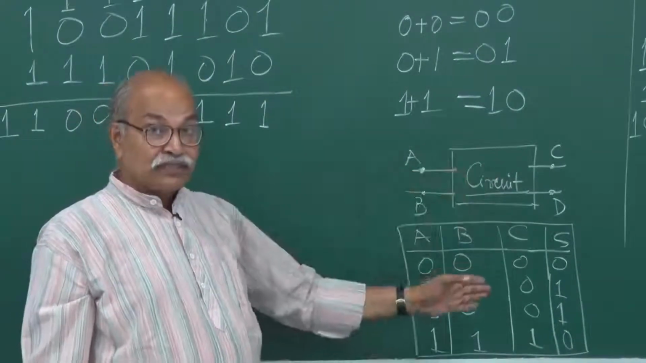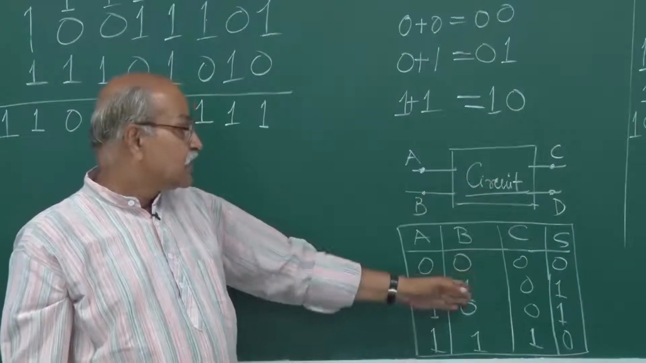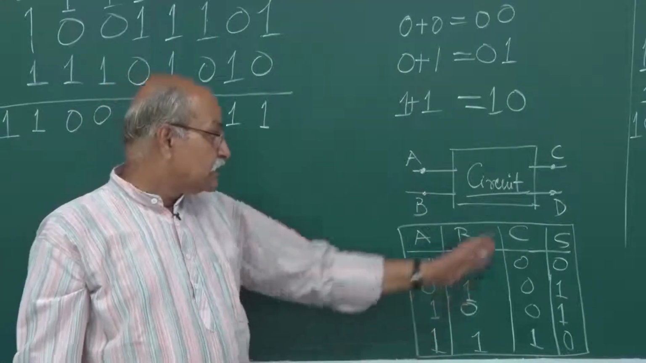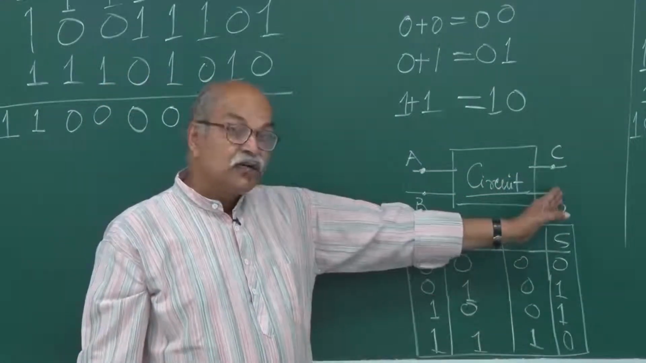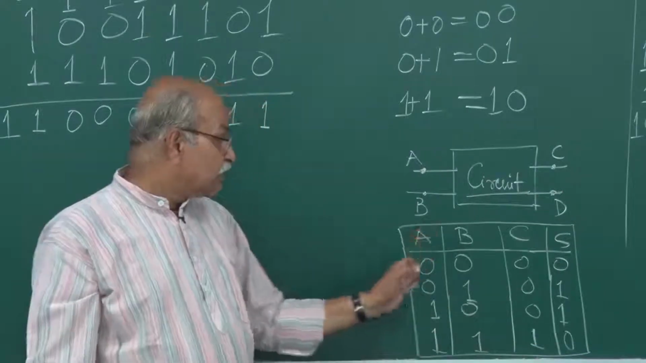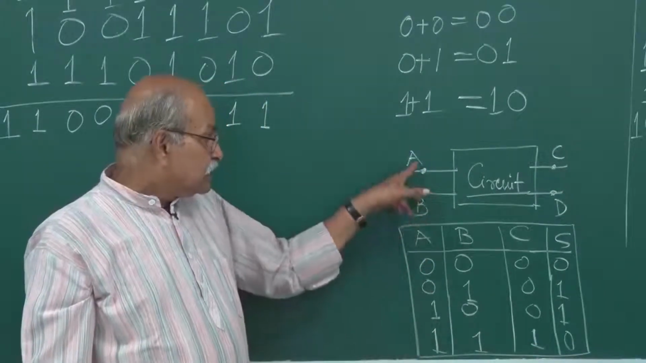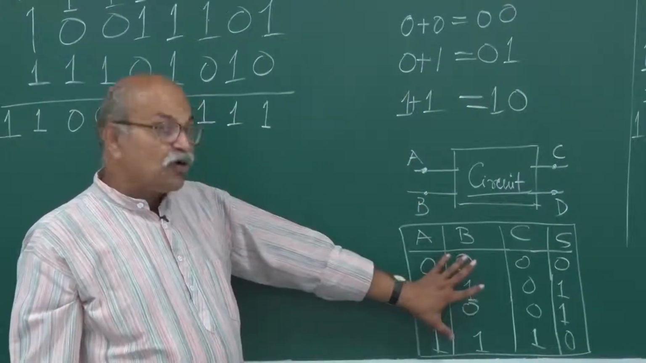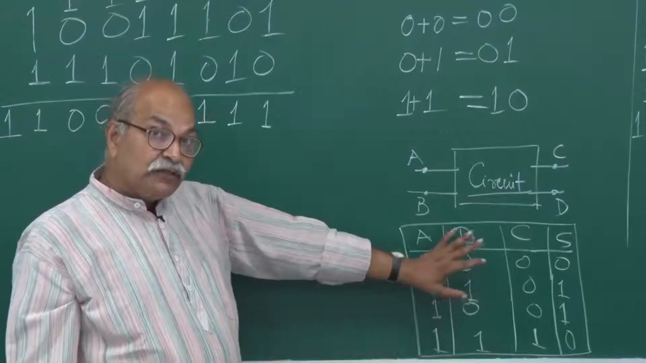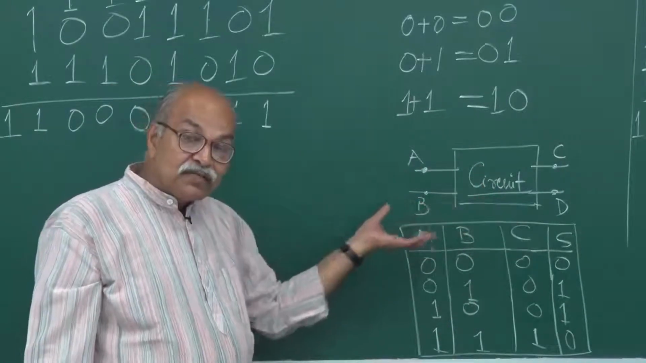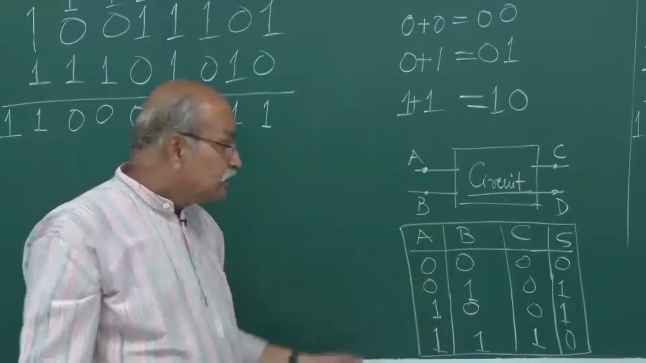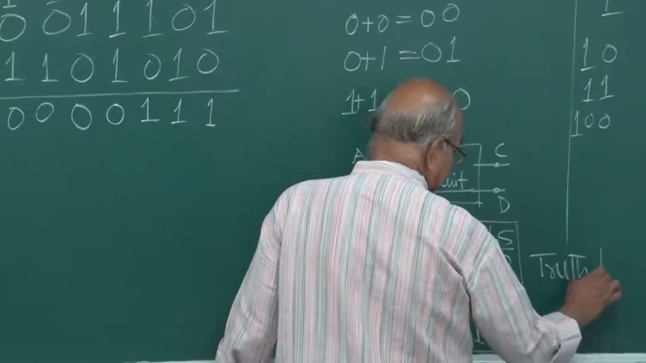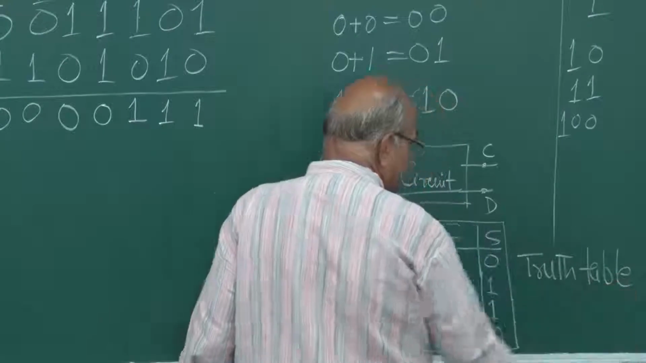My circuit should do this. If I take this A as 1 and B as 1, I must get the output C carry as 1 and the output D as 0. And similarly for all combinations. Since there are only 2 inputs, I have 4 combinations. So when you exhaust all the combinations of input and tell what should be the output corresponding to these inputs, that table is known as truth table.